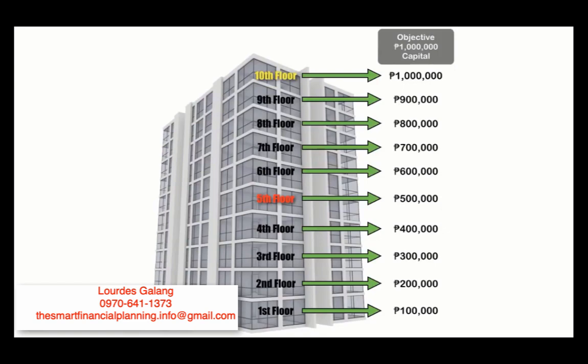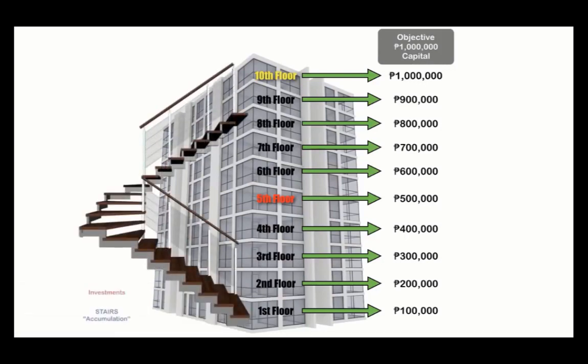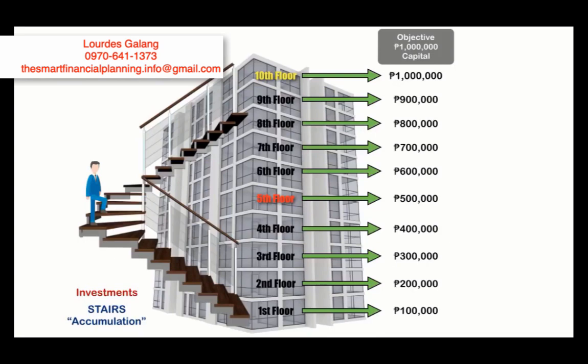Okay? Since this is a building, you could either use the stairs for you to get to the 10th floor and get your objective of 1 million capital. And the stairs would represent investments, okay? It's the accumulation of interest. Now, let's say, for example, from the first floor until 5th floor, you were able to climb the stairs.